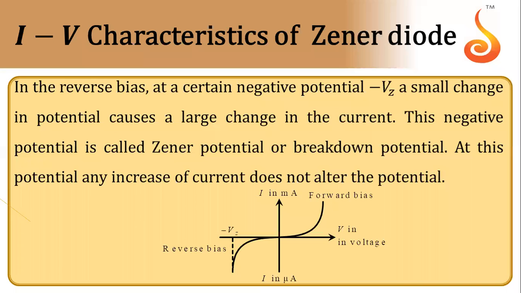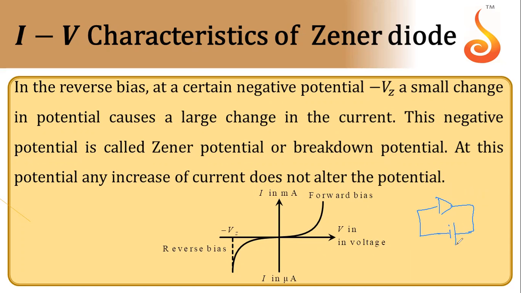Hi, next is your Zener diode. Zener diode basically works in reverse bias. So when you connect a diode, this is your reverse bias. Initially the current passing through this diode will be very small, almost negligible.